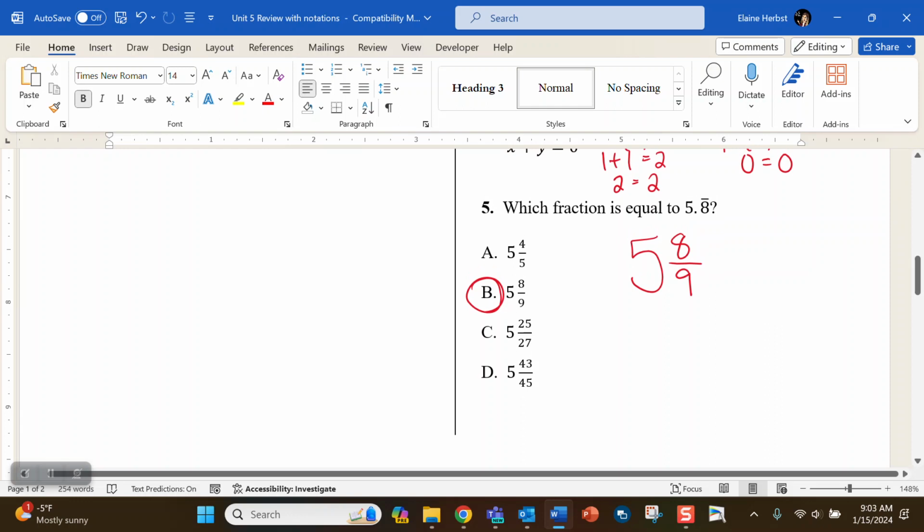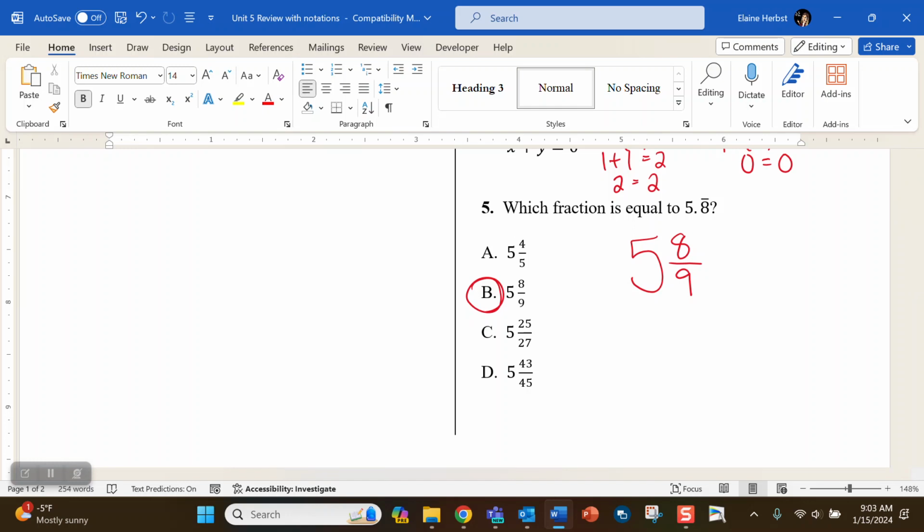Question 5, which fraction is equal to 5 and 5.8 repeating? Remember, because the 8 is the only digit repeating, we're going to put it over 9. So this becomes 5 and 8/9. Don't forget, when there's a whole number portion to these repeating decimals, that answer will be a mixed number.